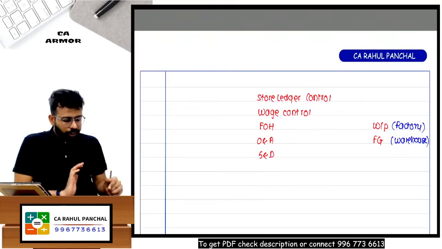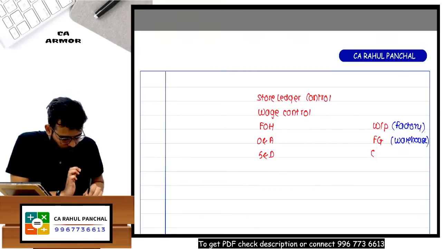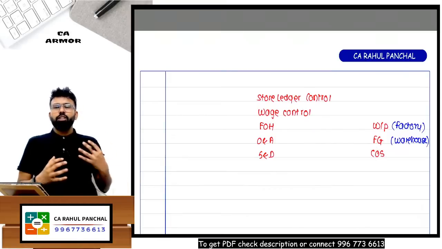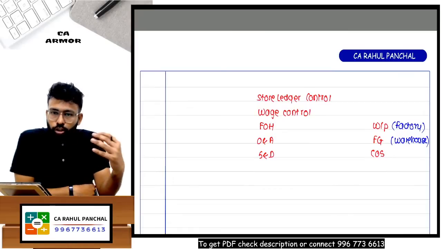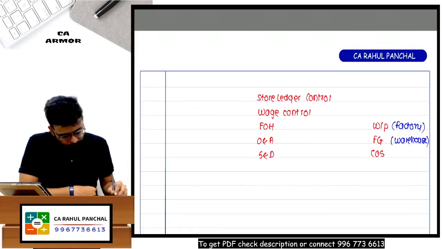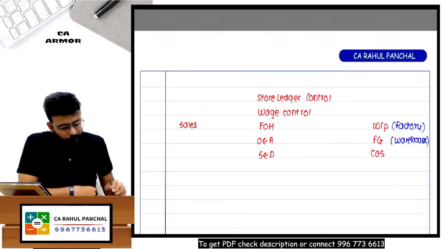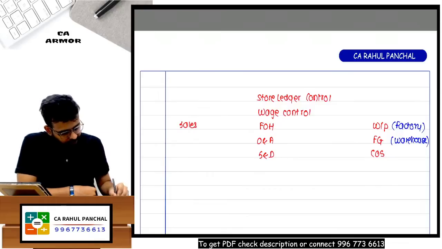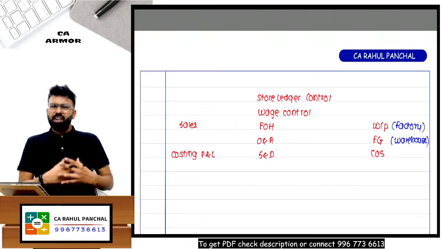Okay, and then you will get at the end the final cost of all the things. You will add the cost and you will get total cost, which is known as cost of sales. And this cost of sales will be compared with one thing which is known as sales. And once you compare cost of sales with the sales, you will get your profit and loss, which is nothing but your costing profit and loss account. Every faculty has a different way to explain.